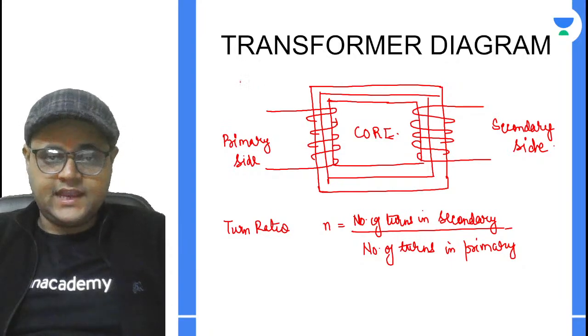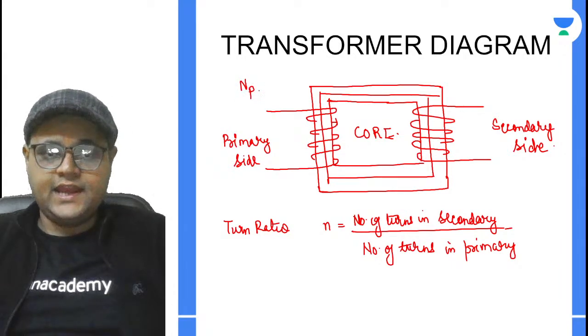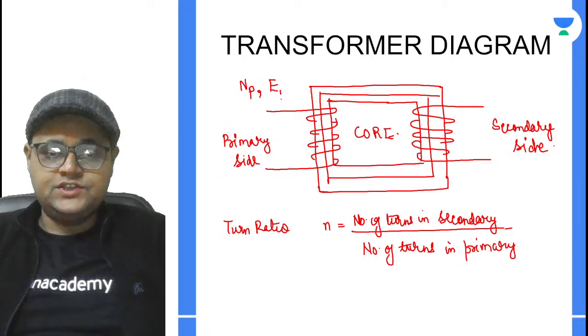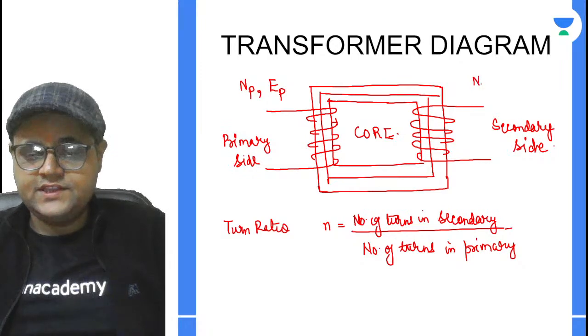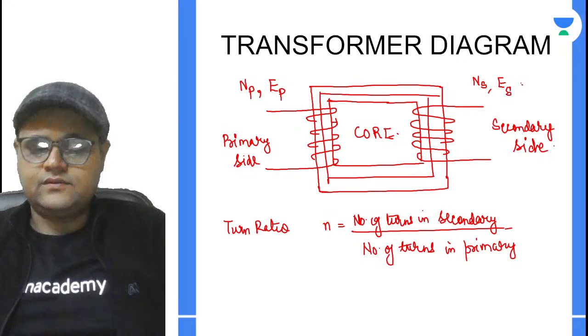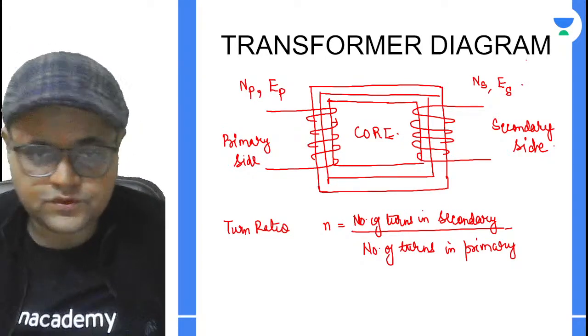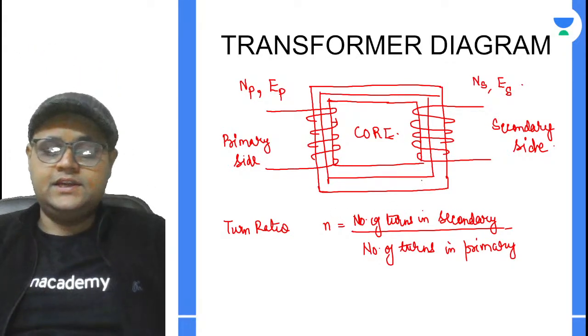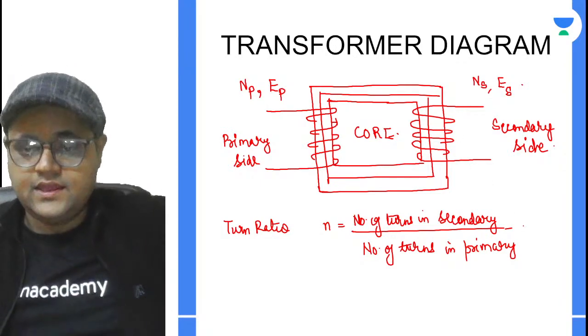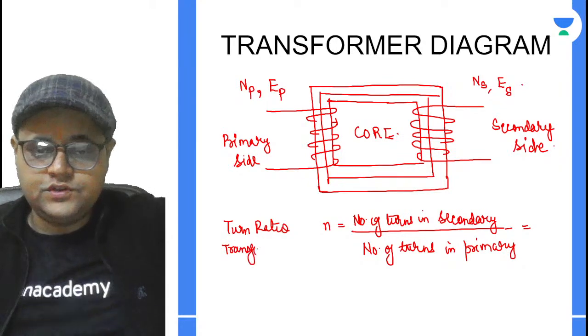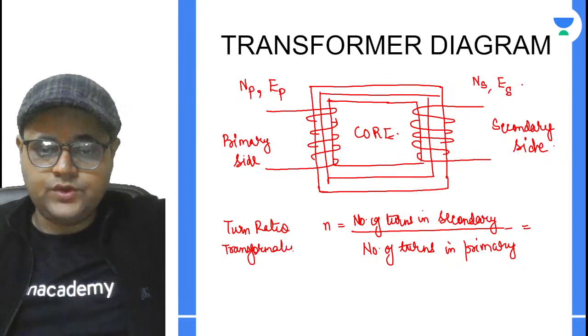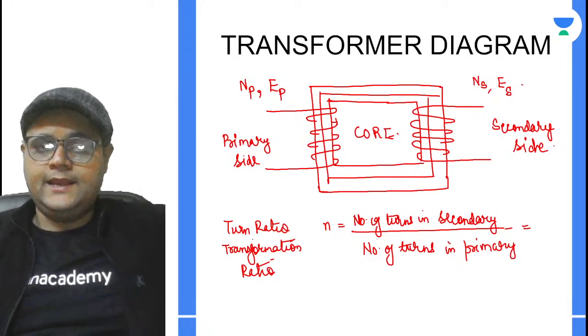This is the primary side. Let us suppose the number of turns is NP and the EMF at the primary side is EP. Let us suppose the number of turns at the secondary is NS and the EMF induced is ES. So far so good. This is the turn ratio, which we also call the transformation ratio. In a few books you'll see transformation ratio as well. Don't get confused, both mean the same thing.